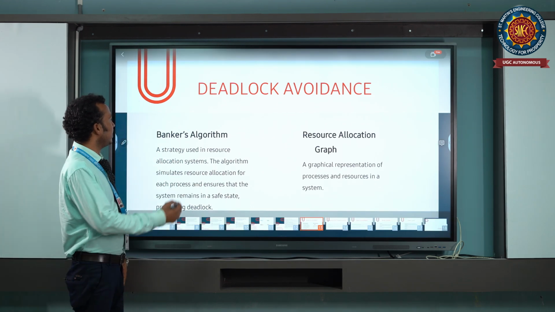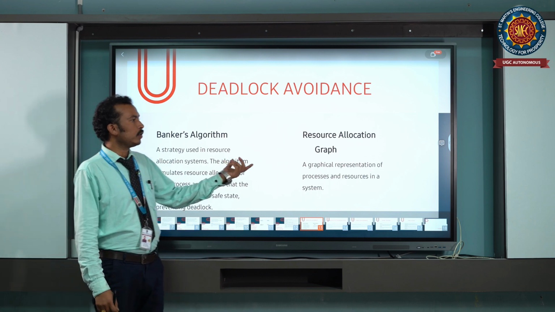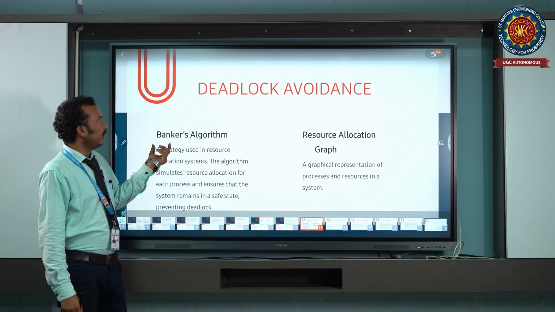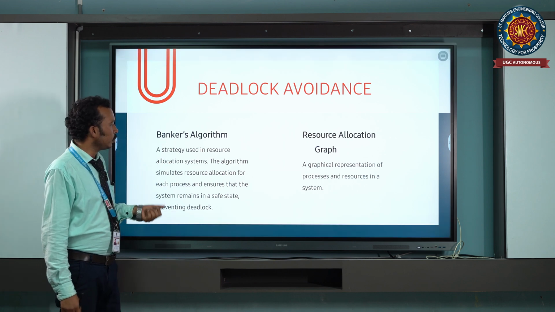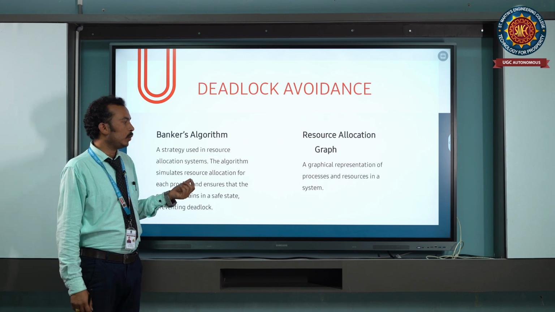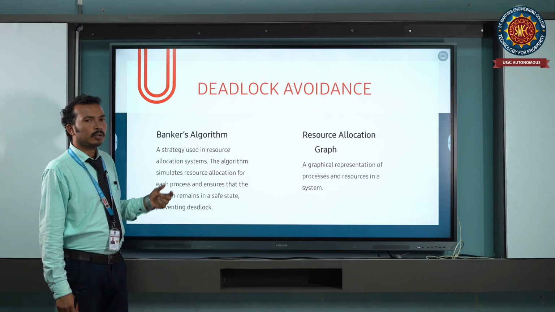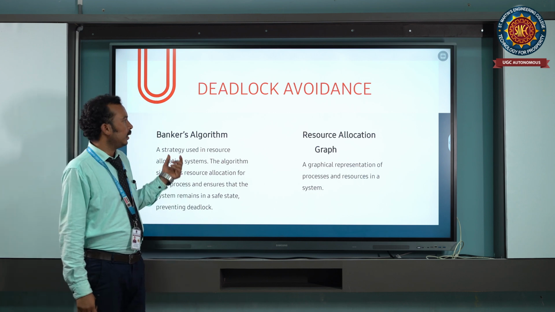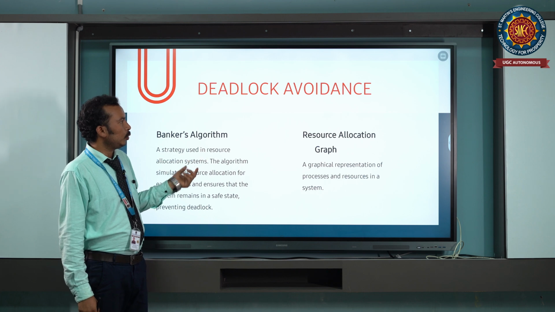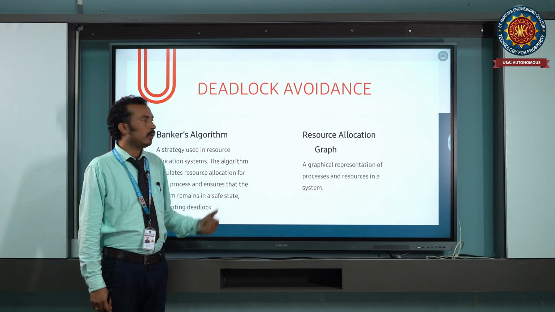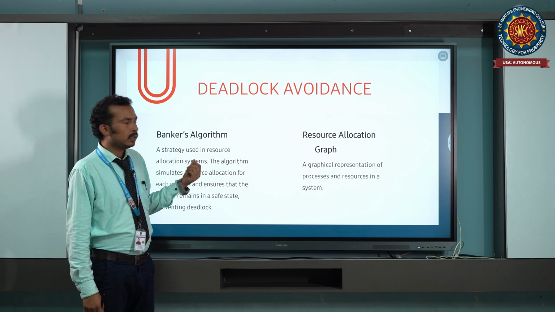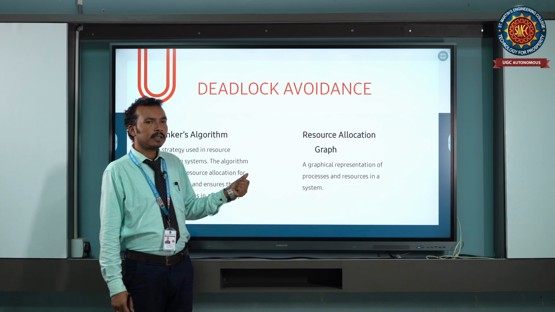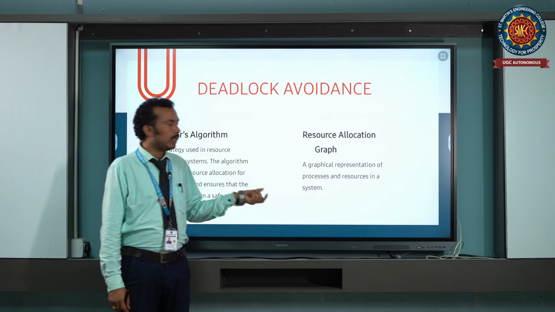Here we are discussing the Banker's algorithm and the resource allocation graph. This is a well-known deadlock avoidance algorithm, which is used to assign resources to processes so that the resource allocation is made with the resource allocation graph. These two methods are used to avoid the occurrence of deadlock. The resource allocation graph is used to represent the processes and resources in the system.